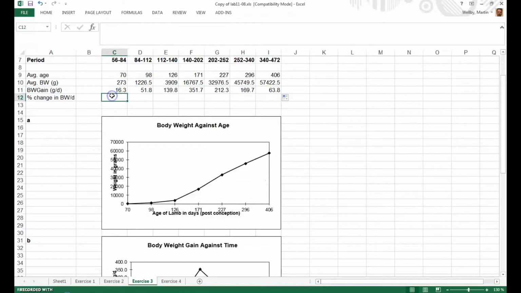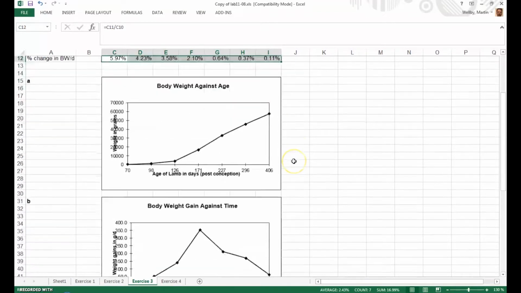And then we just do the last one, which is percentage change in body weight per day, or the relative growth rate, so the growth rate relative to the size, and this equals the 16.3 grams gain per day divided by its body weight. So about 6% there. Copy it across.